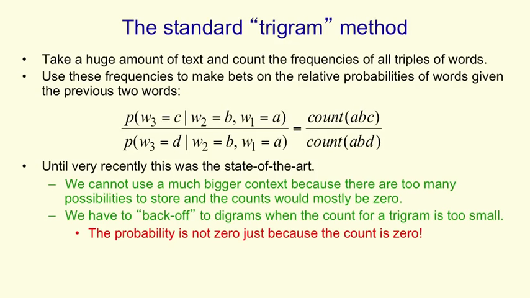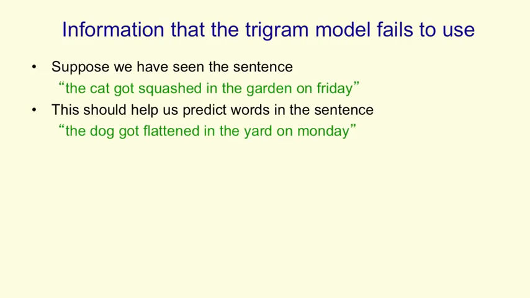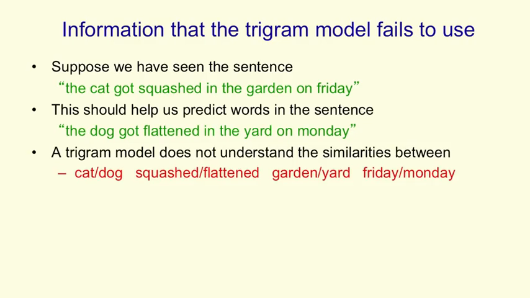That's clearly not true. Now, the trigram model fails to use a lot of obvious information that will help you predict the next word. Suppose, for example, you have seen the sentence, "The cat got squashed in the yard on Friday." That should help you predict the words in the sentence, "The dog got flattened in the yard on Monday." In particular, the trigram model doesn't understand the similarities between words, like cat and dog, or squashed and flattened, or garden and yard, or Friday and Monday. So it can't use past experience with one of those words to help it with the other one.